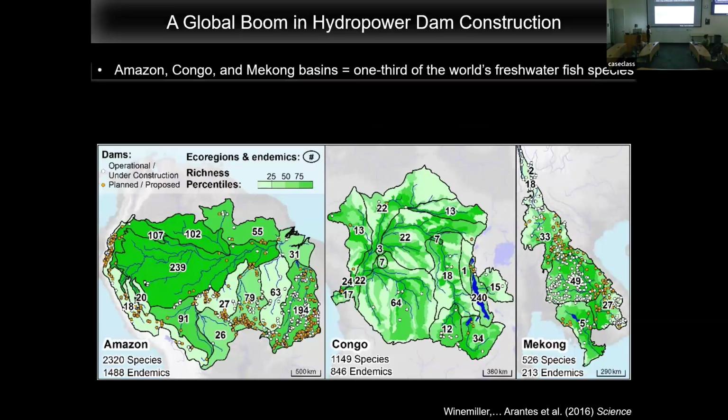Starting here, this is a policy perspective paper that was led by Weinmiller. There we discussed that the three globally significant river basins in terms of fish biodiversity, the Amazon, Congo, and Mekong, are experiencing a boom in hydropower dam construction. Although these river basins hold about one third of the entire freshwater fish diversity in the world, hundreds of dams are in operation, under construction, or being planned for these river basins alone.